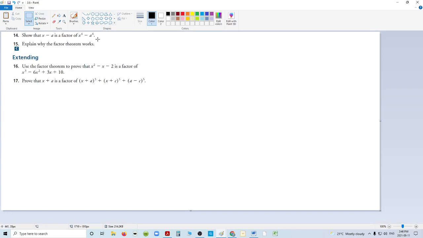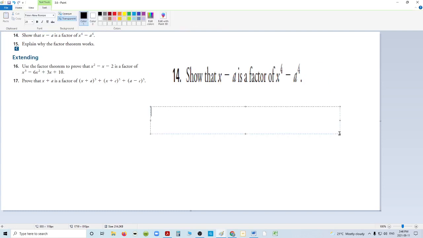Okay, this is almost the same thing. We already did this. Show that for sure x minus a is a factor of that. What's the second one? x to the 4 minus a to the 4. Well, that's a difference of 2 squares. It'll be x squared plus a squared and x squared minus a squared. Like this.